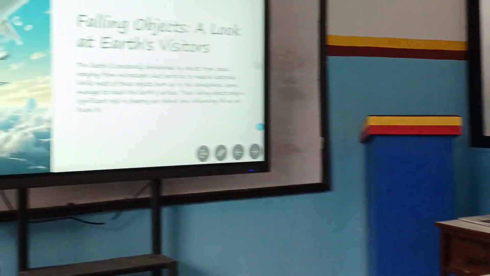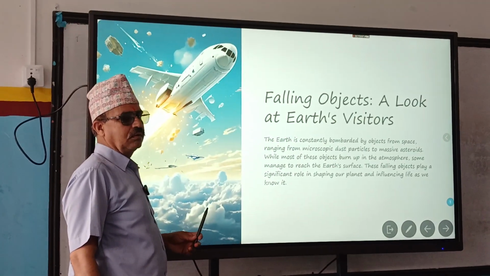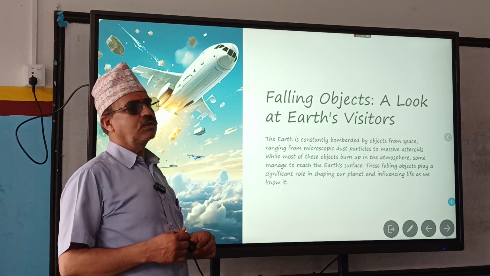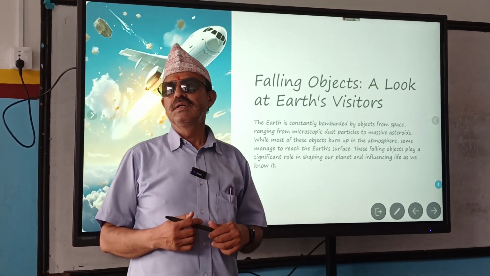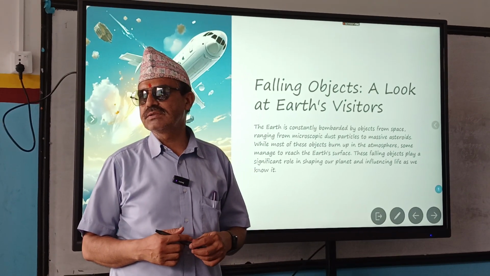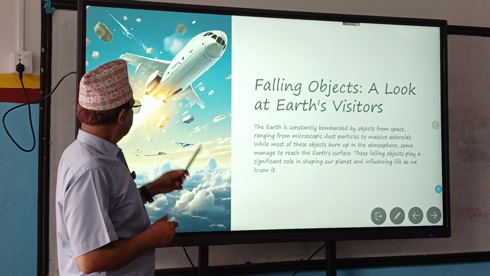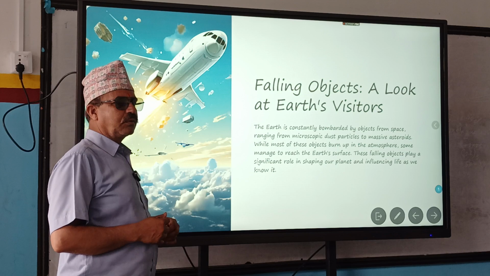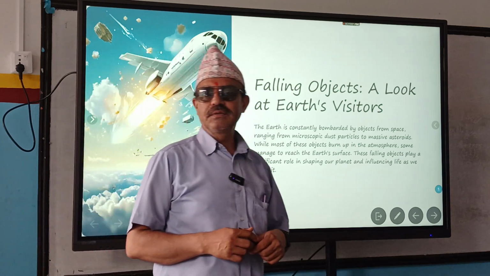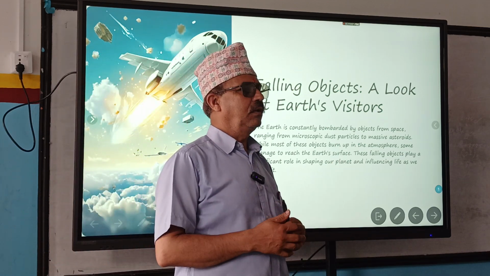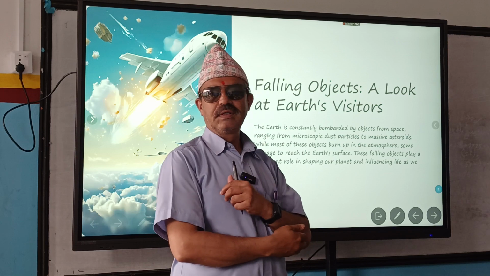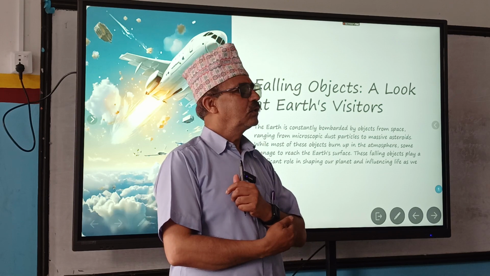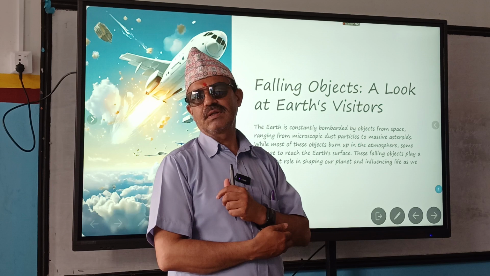Objects fall towards the Earth's surface because of its gravity. And you can see here, these are heavy bodies. They may not fall either, right? Till the engine functions well, they can fly, because they do work against gravity as well.